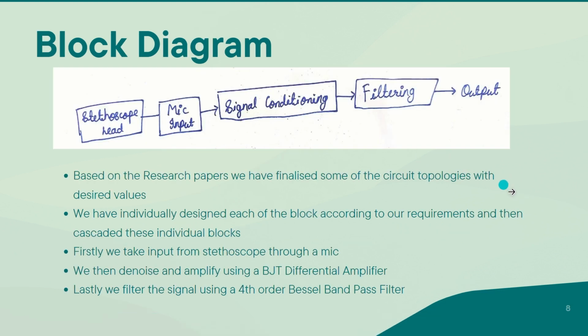Block diagram. Here's a block diagram that shows the different blocks in the hardware implementation. Stethoscope head block, the mic circuit block to take the input of the heart sound, then signal conditioning block which includes our preamplifier to get the gain of around 100, then the filtering block to remove the unwanted noise signals, and finally the output on the oscilloscope that we'll be plotting.